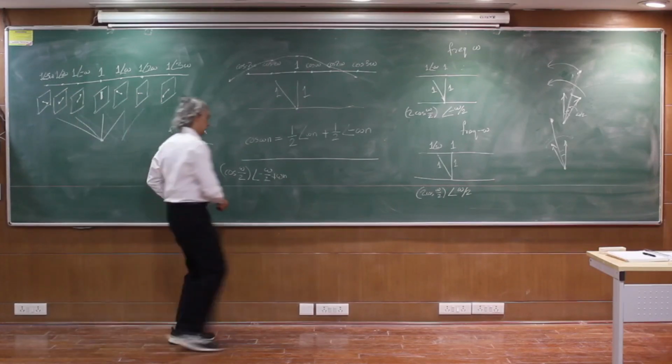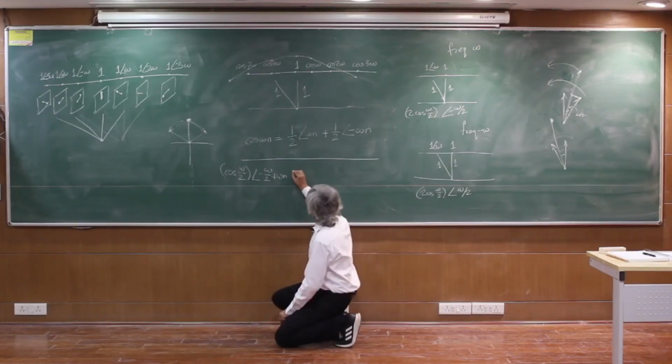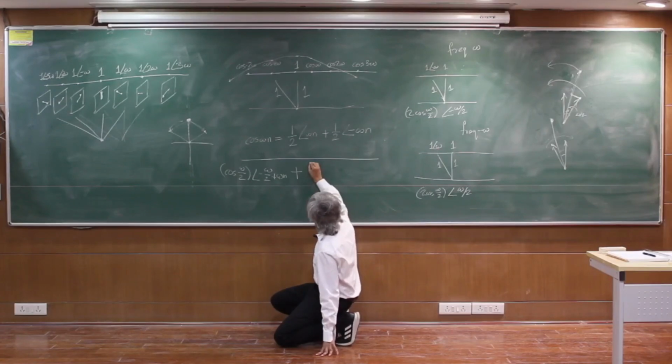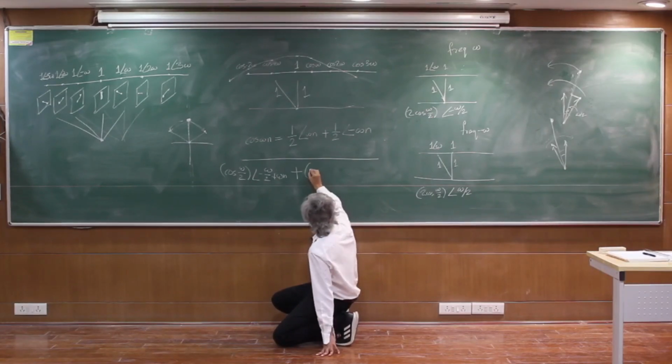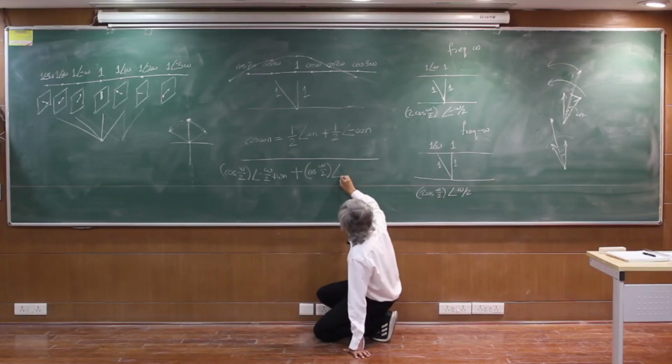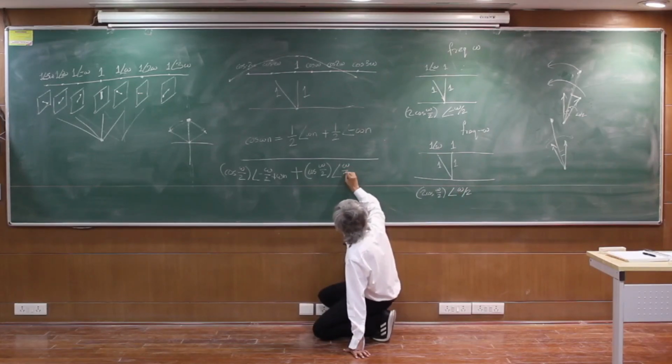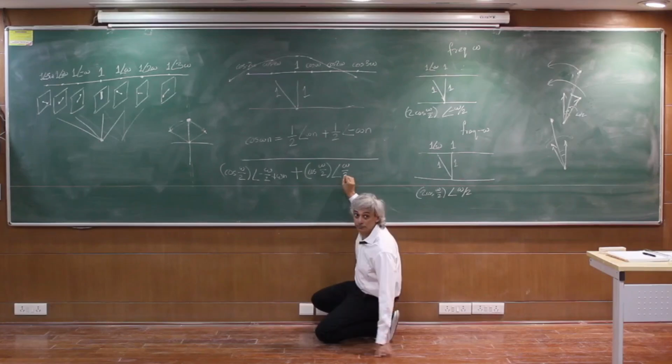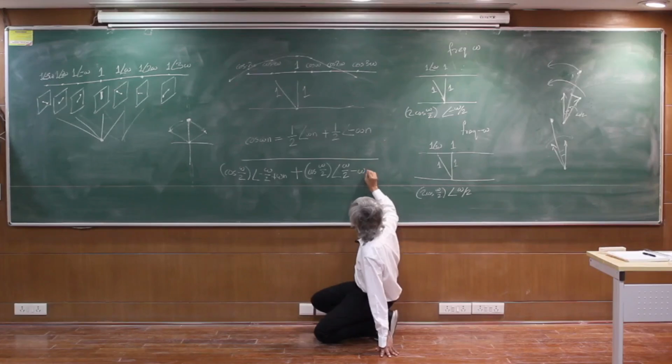Yes? Plus there is another spiral that is going to go again cos omega by 2 at an angle of omega by 2 starting phase, minus omega n. Why minus omega n? Because the direction is reverse. It's a clockwise spiral. Minus omega n.